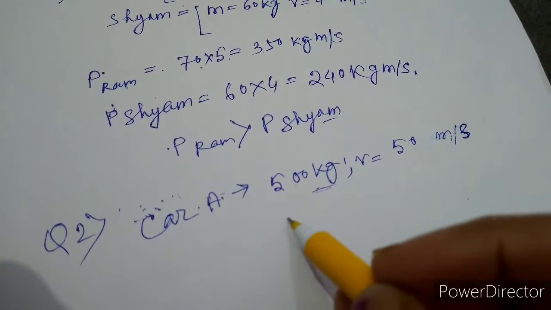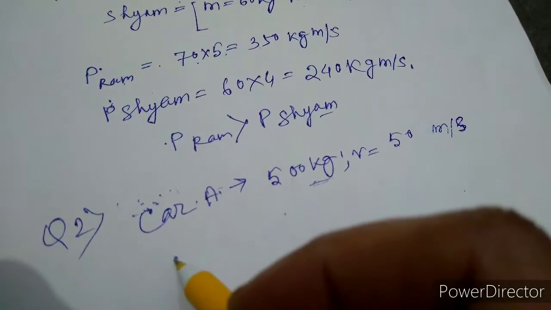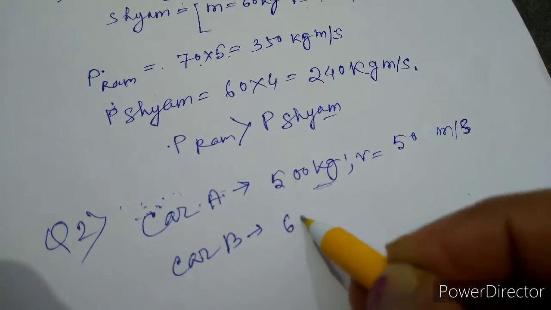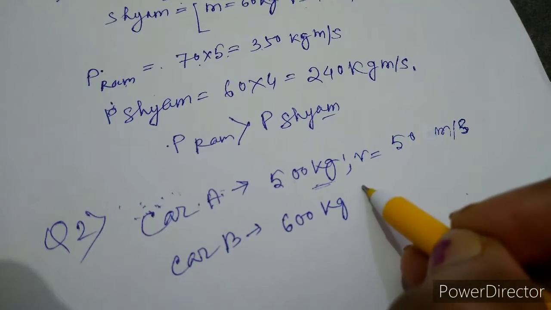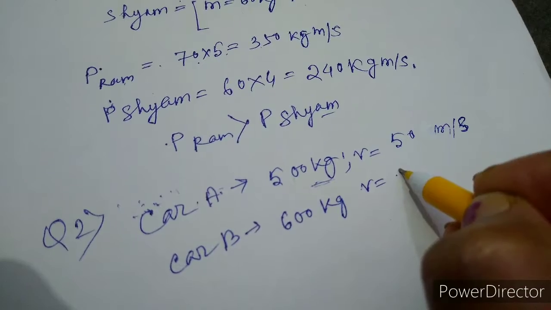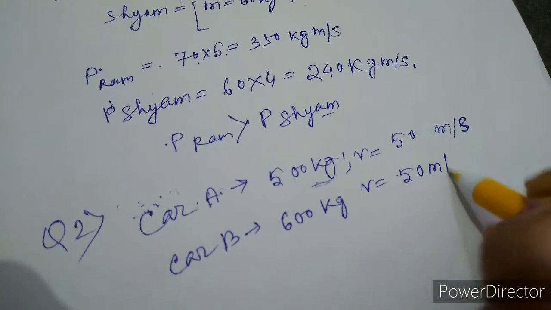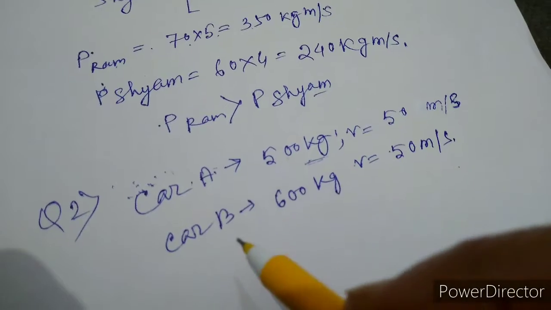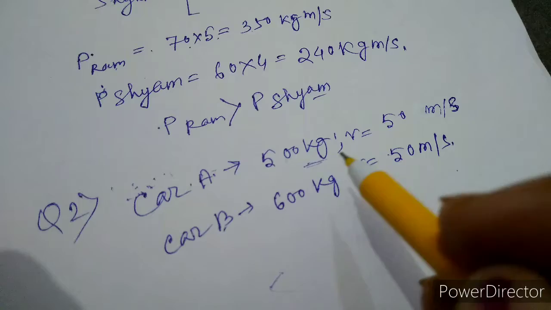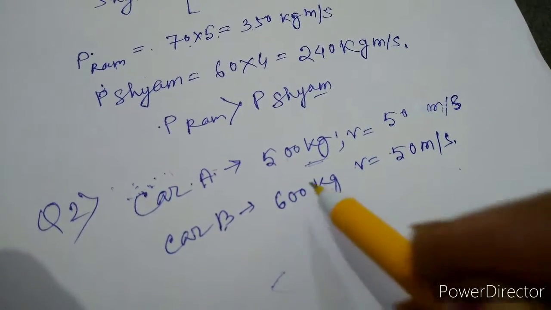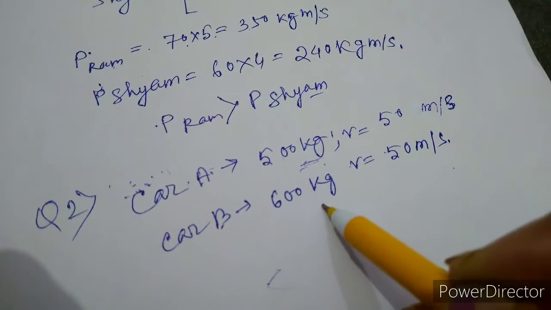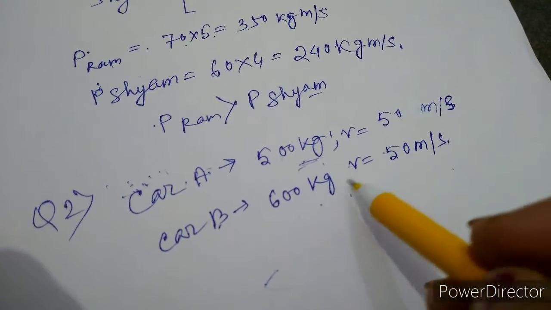Now car A is this much, and let car B, its mass be 600 kg, and its velocity also 50 meter per second. Then the question will be like this: after some time, suppose after 5 seconds, both cars apply brakes. Then who will travel more distance to stop?